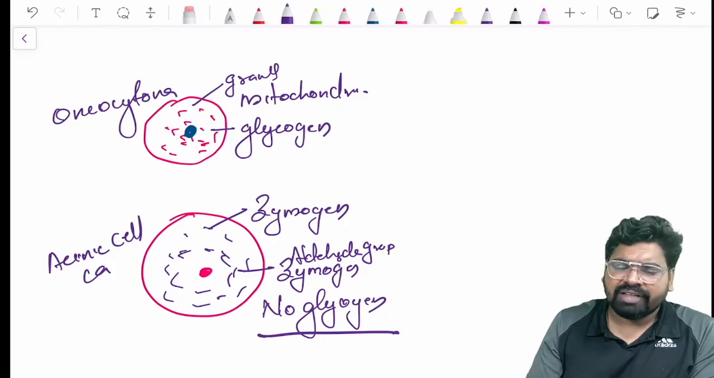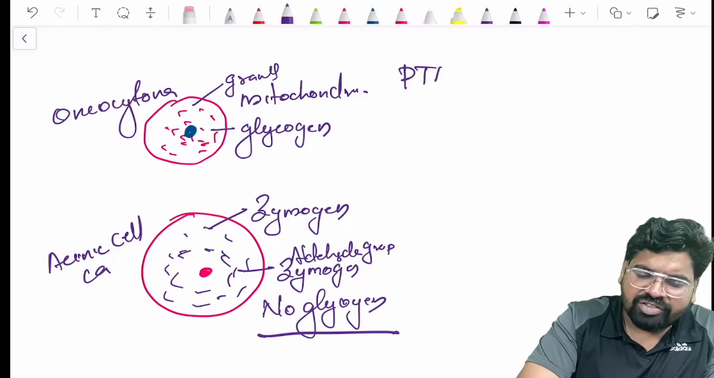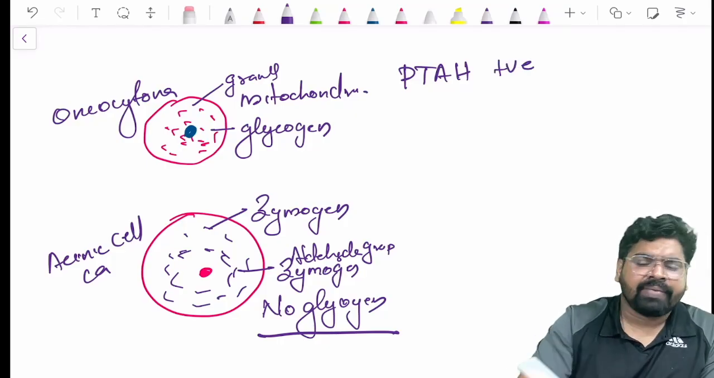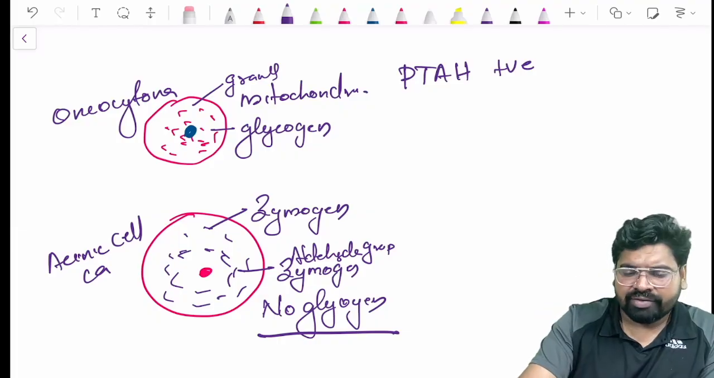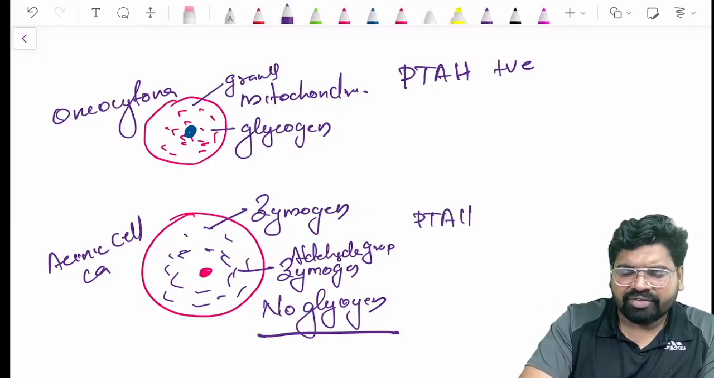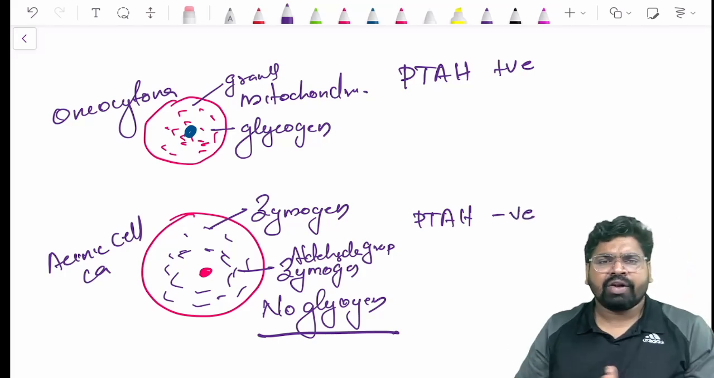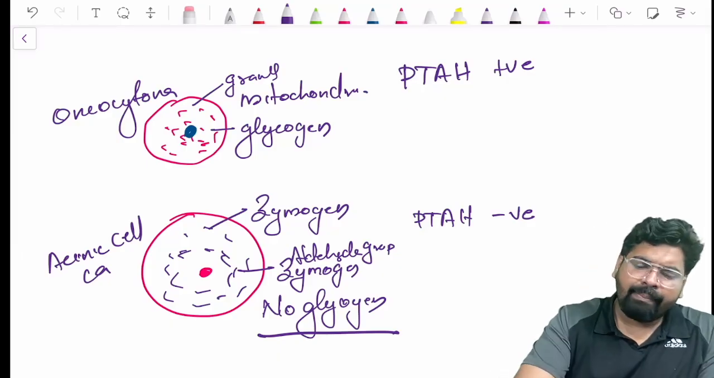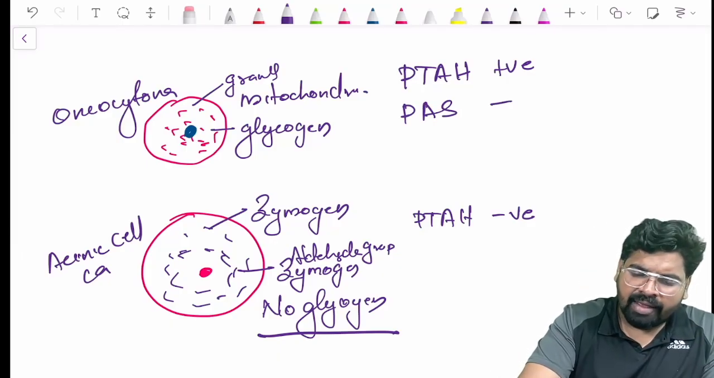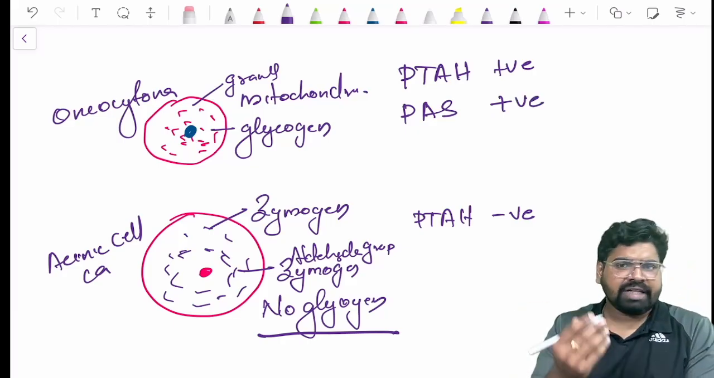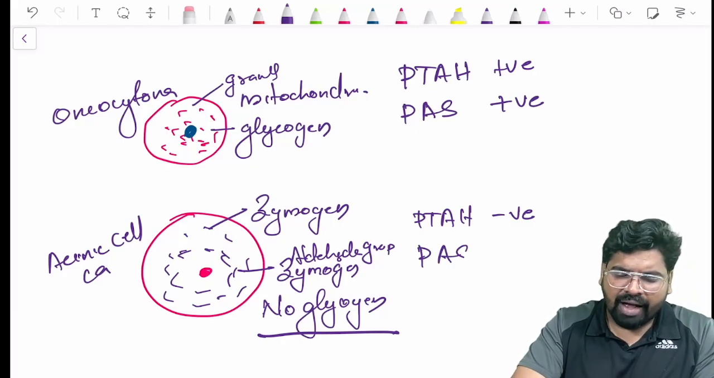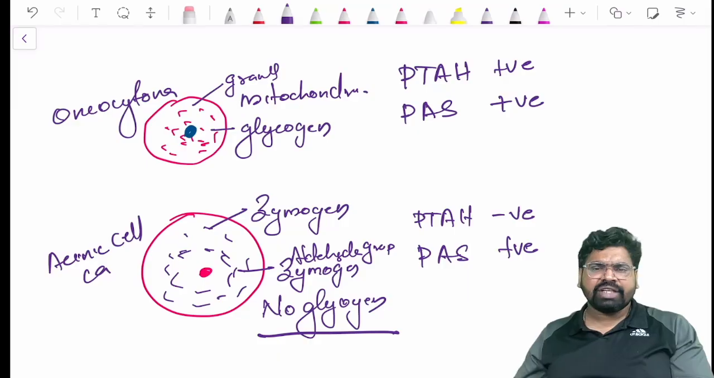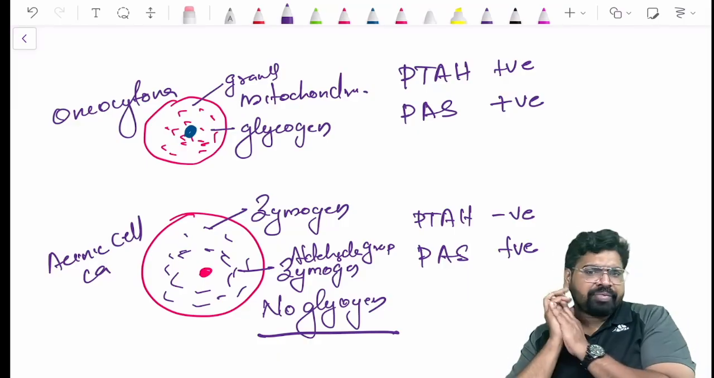So what happens is that when I do a PTAH stain, I will get a PTAH positive here because I have mitochondria there. In acinic cell carcinoma there is no use of PTAH, because mitochondria is not here. This is zymogen granules. If I do a PAS stain here, it will be positive. Here also, if I do a PAS stain, it will be positive because even if there is no glycogen, I have zymogen, I have other aldehyde groups there.